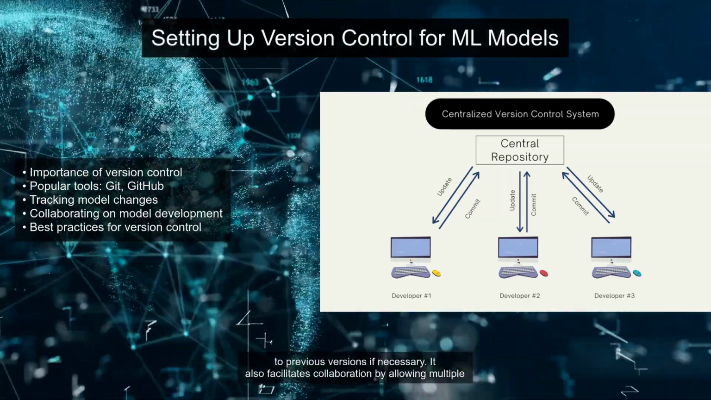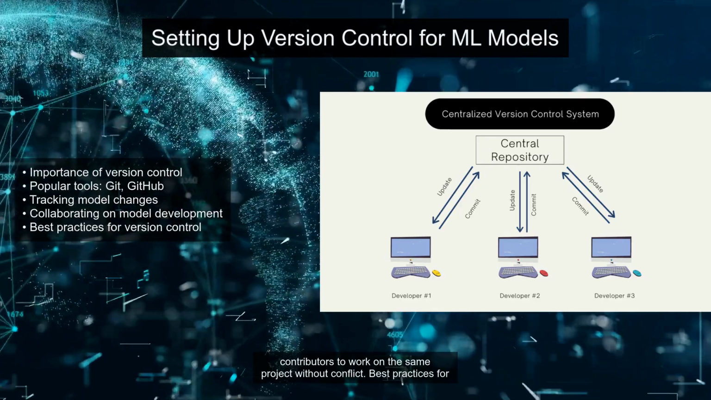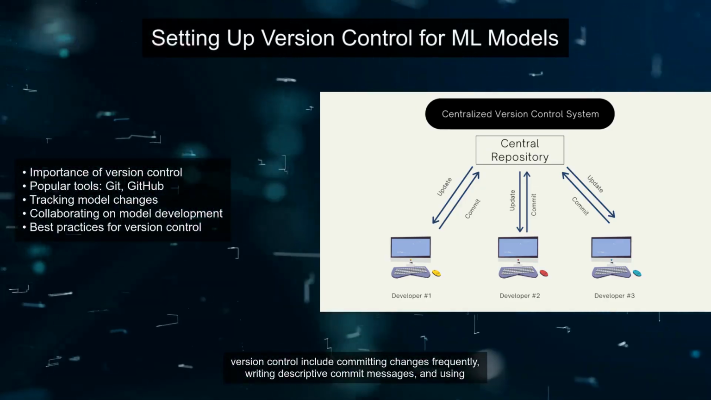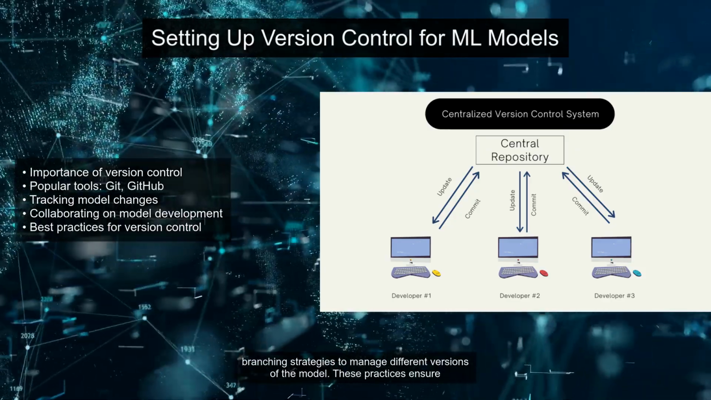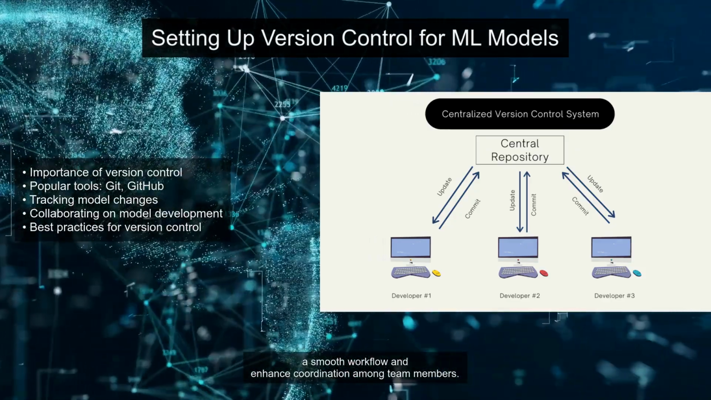It also facilitates collaboration by allowing multiple contributors to work on the same project without conflict. Best practices for version control include committing changes frequently, writing descriptive commit messages, and using branching strategies to manage different versions of the model. These practices ensure a smooth workflow and enhance coordination among team members.